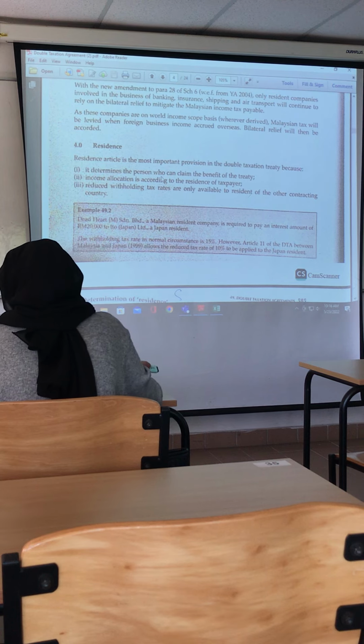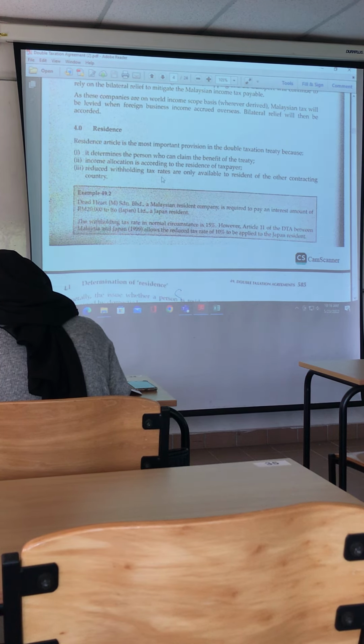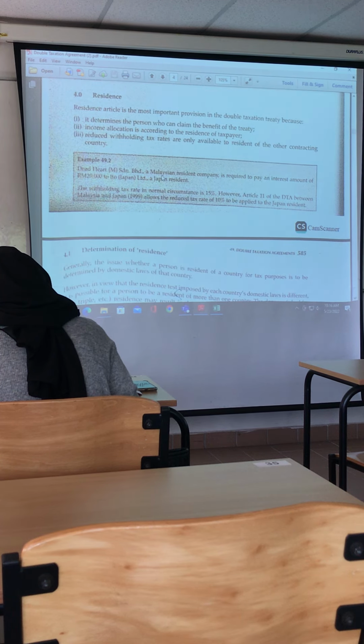Residence, most articles indicate the provision on the residence. Double tax treaty because it determines the person who can claim the benefit of the treaty, income allocation in accordance to the residence of the taxpayer, and reduced withholding tax only available to resident, right, of the other contracting country.